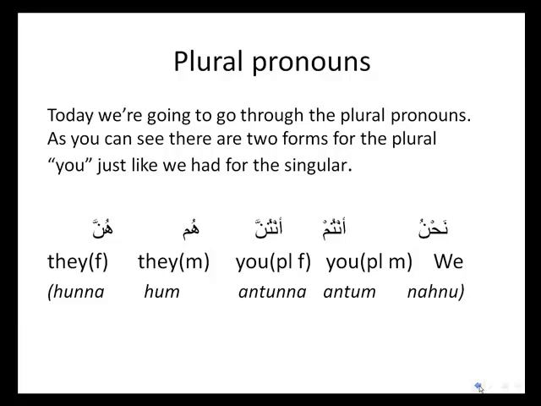So if you're talking to a group of women, you would say antunna. If you're talking to a group of men, you would say antum. The second thing to note here is that even for they, there are two forms. If you're talking about a group of men, you would say hum, they, over there. If you're talking about a group of women, you would say hunna, those women over there. If a group is mixed with both men and women, you would use the masculine form.